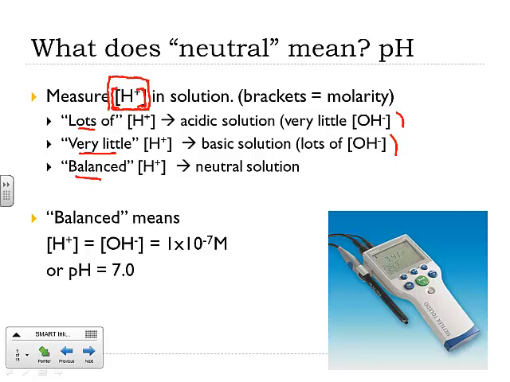So let's break that down a little bit more. The reference point is 1 times 10 to the negative 7 molar for an H plus ion concentration. This is what we call neutral. So if H plus equals OH minus equals 1 times 10 to the negative 7 molar, that's what we call neutral. And under those conditions, the pH is equal to 7.0.